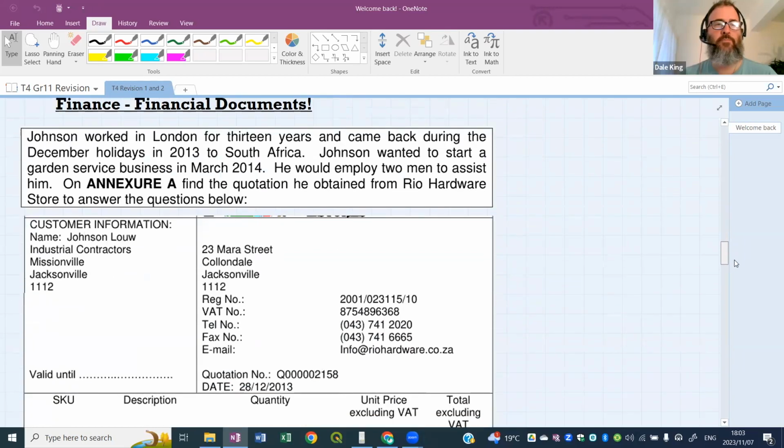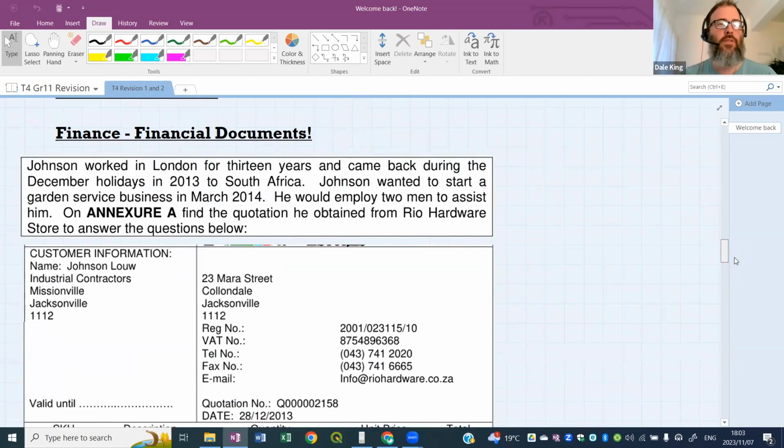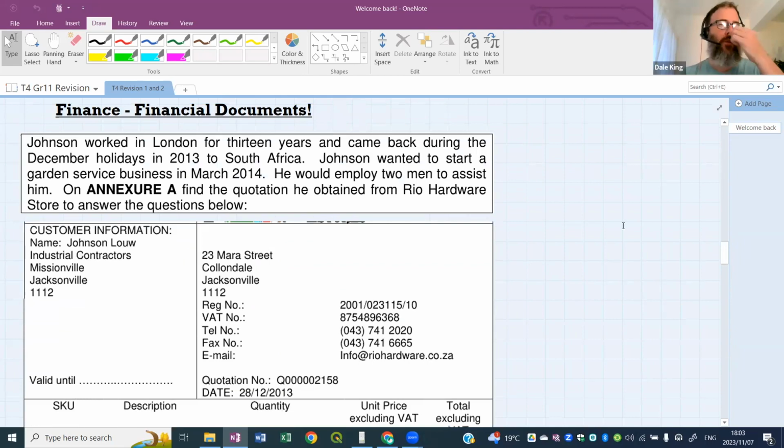Okay, here we go. So financial documents. First scenario coming straight from a grade 11 exam. Johnson worked in London for 13 years and came back during the December holidays in 2013 to South Africa. He wanted to start a garden service business in 2014, and he would employ two men to assist him. In the annexure below that you'll see here, you find a quotation he obtained from Rio Hardware Store, and then you need to answer the questions below.